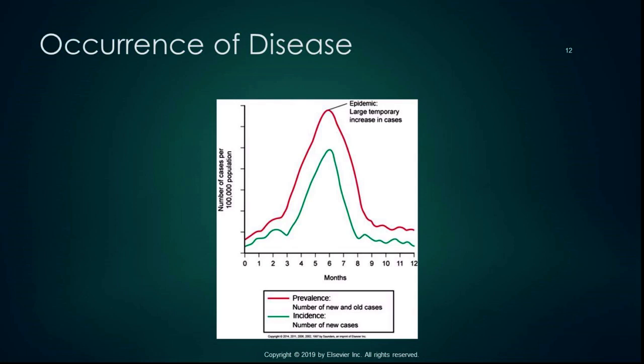So, interesting. This is a little graph from the book on prevalence and incidence. Prevalence is the new and old cases. Incidence is the number of new cases. When that peak is an epidemic, it's a large temporary increase. And it's reported as a number of cases per 100,000 of the population. It's just a way of tracking different diseases.